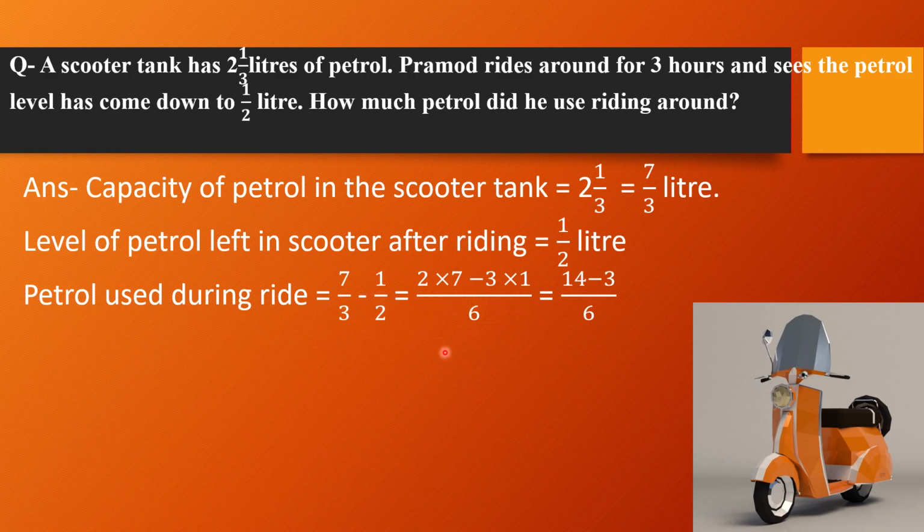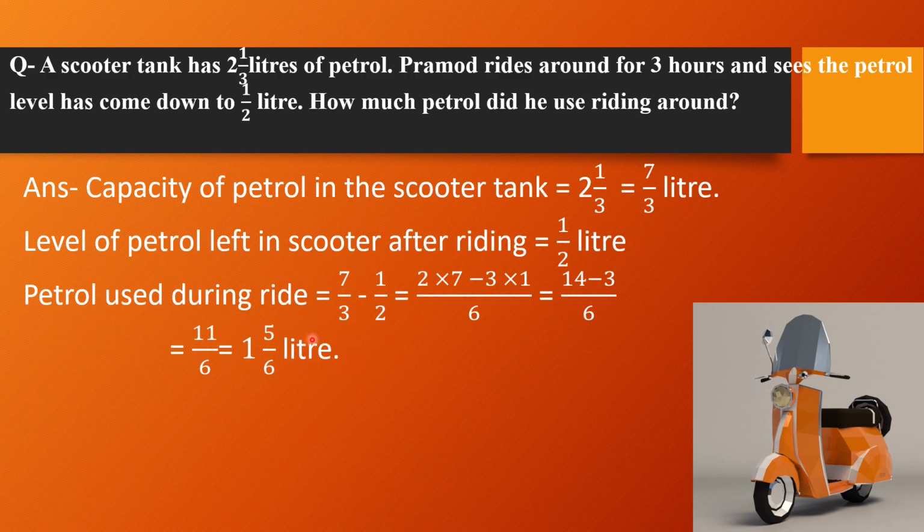So we will write 6 here. Then we will divide 6 by 3. 3 twos are 6, so we will write 2 here, multiplied by the numerator 7. Minus, 2 threes are 6, so we will write 3 here, multiplied by the numerator 1. Now 2 sevens are 14 minus 3 ones are 3. We will do multiplication first, then we will do subtraction. 14 minus 3 equals 11 by 6 equals 1 and 5 by 6 liters.